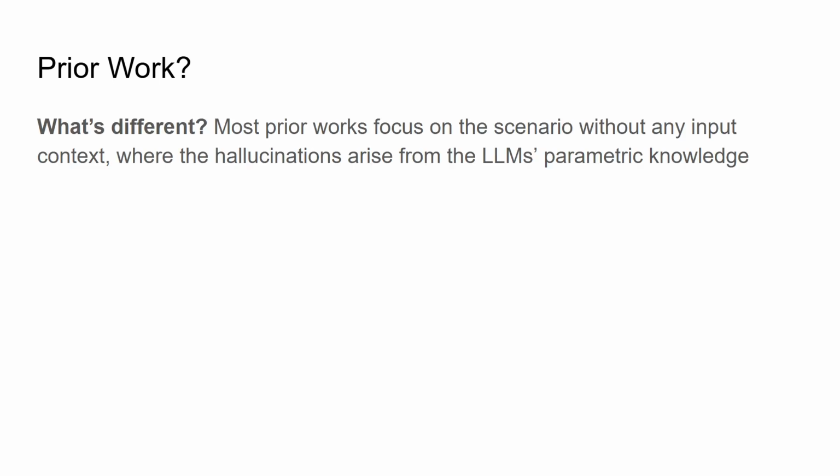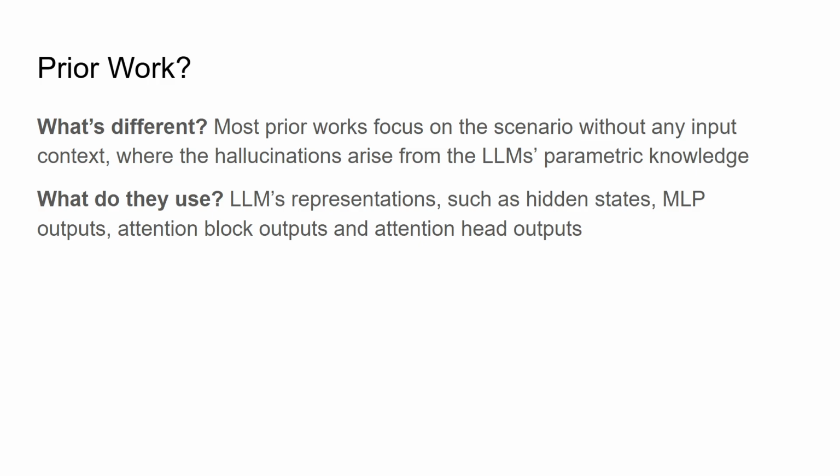So what's the prior work like? Let's see what's the difference first. In most prior works, they focus on the model's parametric knowledge. That means something which the model has already encoded within its parameters, and they want to see whether the model hallucinates with respect to that or using that. But in this work, you want to see what the hallucination is like with respect to the input context.